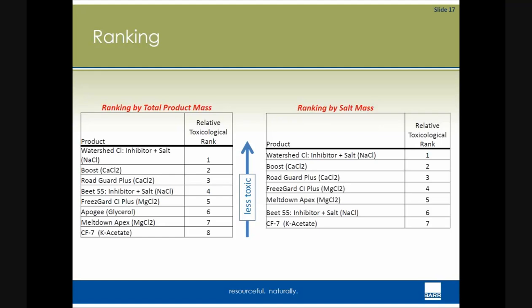Magnesium chloride is pretty well known as being more toxic as a salt, and potassium is considered to be far more toxic than most salts. So that's pretty standard out of the literature. And it does appear that it's possible that the B55 is dragging that product down to the lower rankings because of the inhibitor rather than the salt. But we don't really have any evidence to determine that.